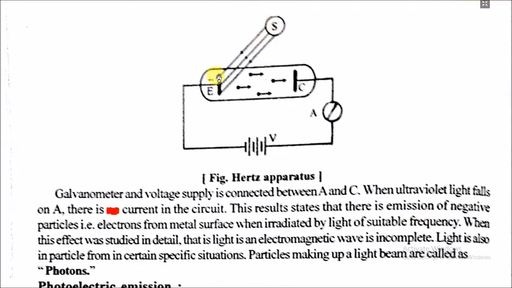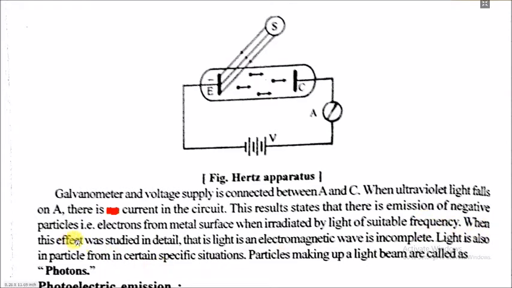Initially, without this ultraviolet light, there was no contact between the anode and cathode, there is no current in the circuit and no deflection in the galvanometer. But as soon as the light is incident on the anode, the anode ejects some electrons, and these negatively charged electrons are attracted by the positively charged cathode plate, so there is contact between anode and cathode, and some current flows through the circuit. So this confirms that when ultraviolet light is incident on the anode, electrons are ejected.